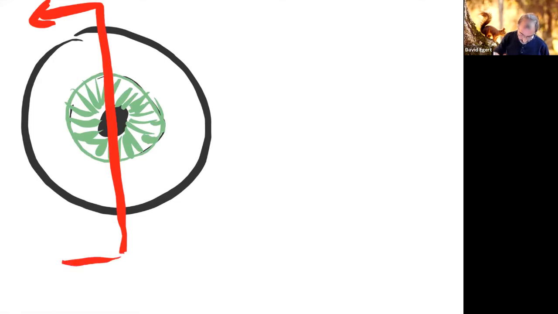So if we look at an eyeball, this is like the eyeball from the front. And then we're going to do a cross cut through it, and we'll get that picture that we've been drawing in lab a bunch.